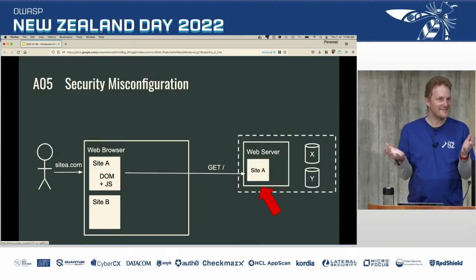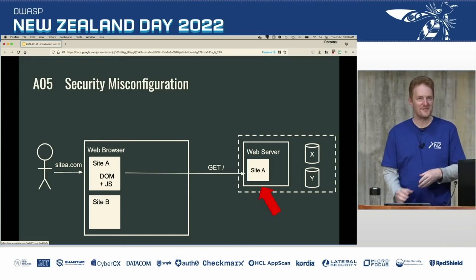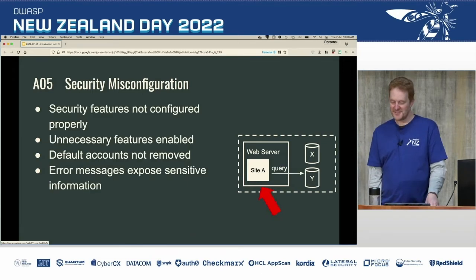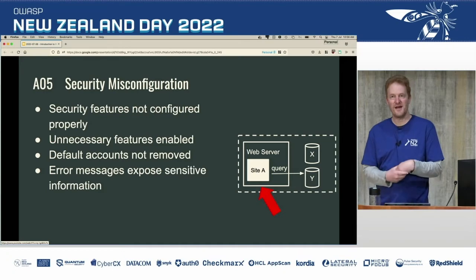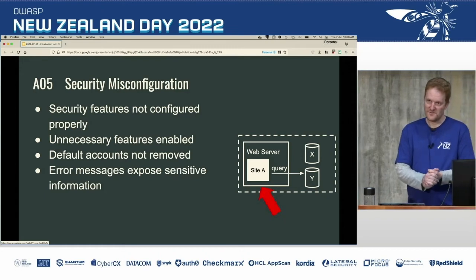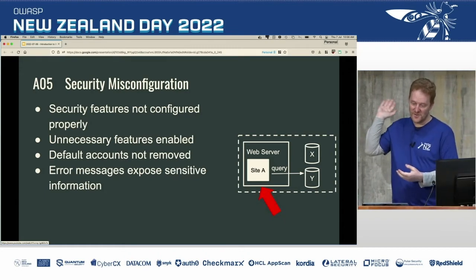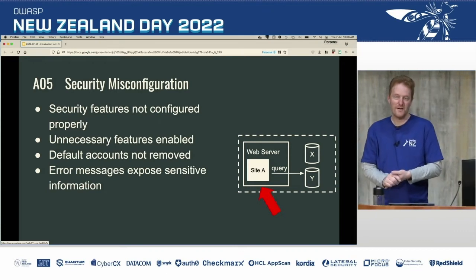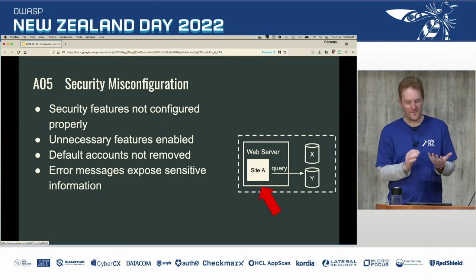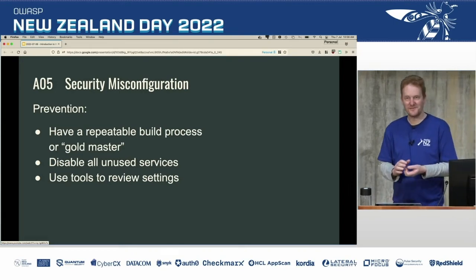Okay, so we're continuing our journey through the top 10, and we're up to security misconfiguration, and I think this one probably makes sense without me even having to explain. You've misconfigured your system in a way that causes a security issue. So it could be security settings aren't configured properly, or you've enabled features that aren't needed, so your attack surface is wider than it needs to be. You haven't removed default accounts. Maybe your error messages are exposing sensitive information. Just a general catch-all for you've kind of messed up in the way that you've set up your web server or your web application. So what can we do about it?